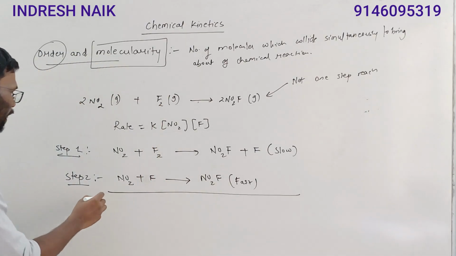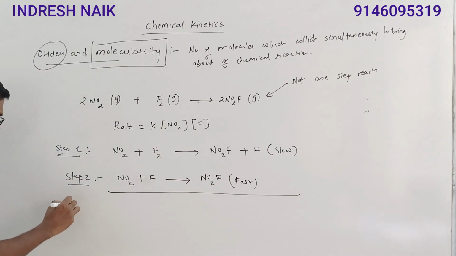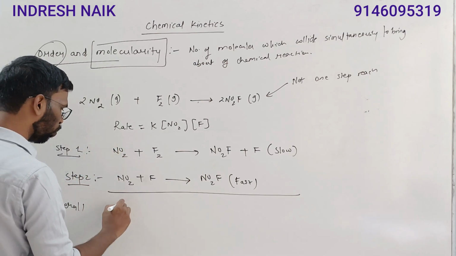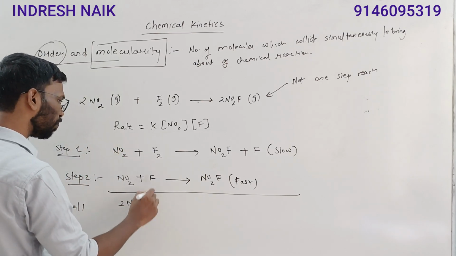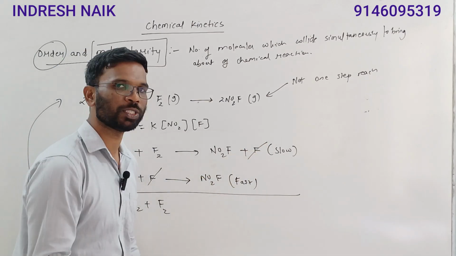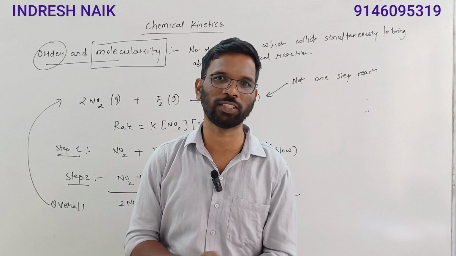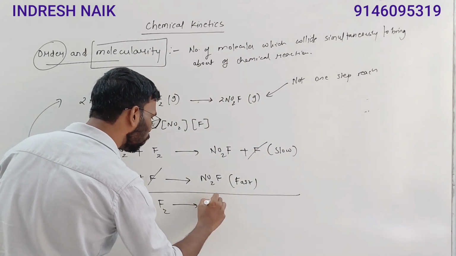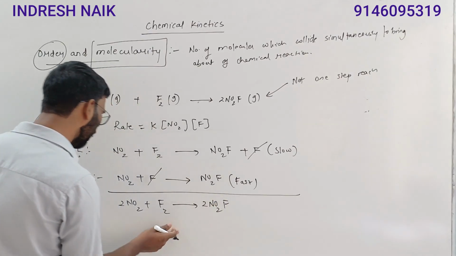So what is the overall reaction? Overall reaction, you should be getting this. Let's write NO2 and NO2, 2 times NO2, and F2, right? This F and this F, same species on the opposite sides of the arrows in the 2 reactions, are going to get cancelled, right? So this will give you 2 NO2F. Yeah, you are getting this.